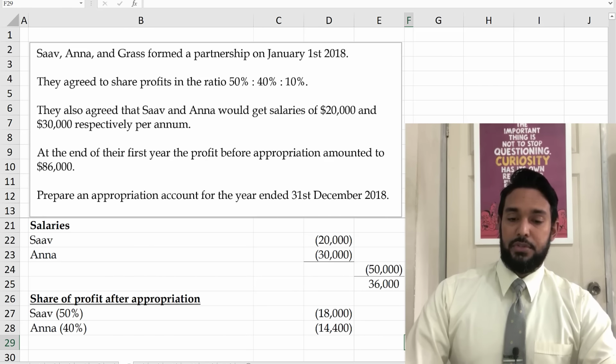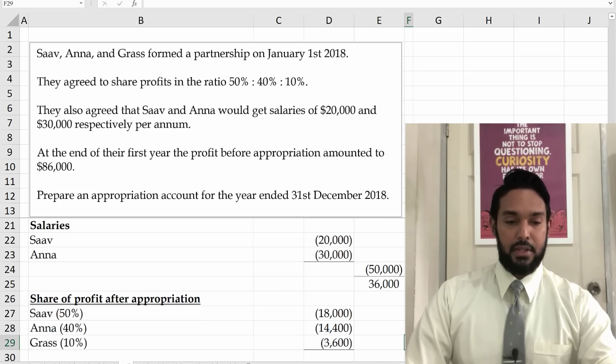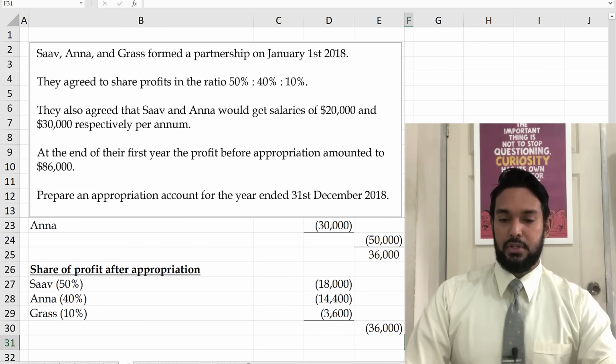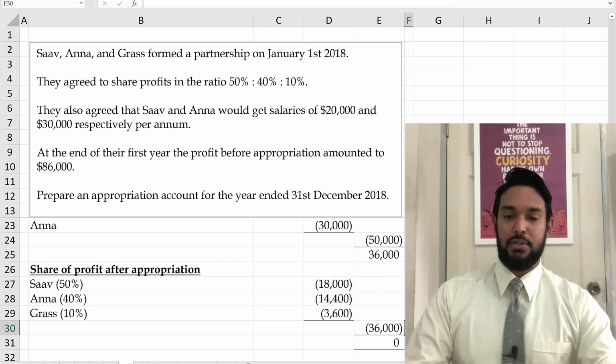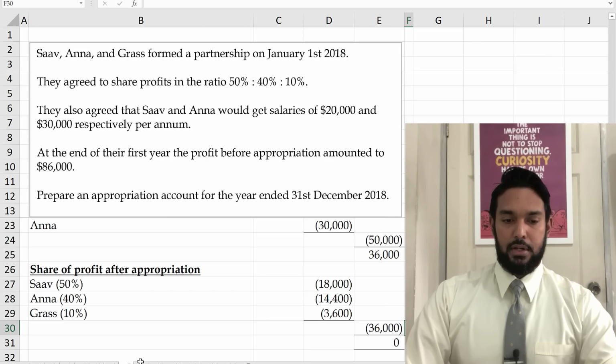Anna is 40%, which is 14,400 in this case, and Grass gets 10%. Add it all up, you get 36,000, and of course, take it away, you get back to zero. So you shared up everything among the partners. Let's take a look at another example.